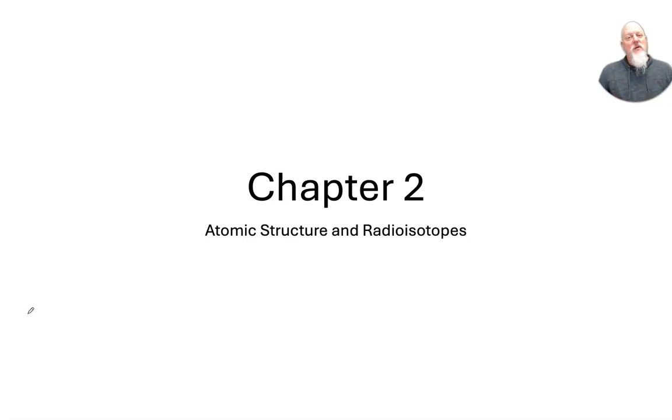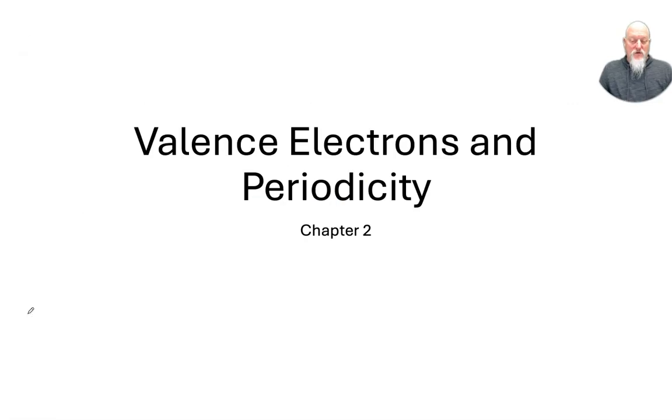Okay, so now that we know a little bit about where the electrons are, let's talk about properties associated with elements and how the electrons affect that a little bit. All right, so we're going to talk about valence electrons and this thing called periodicity.